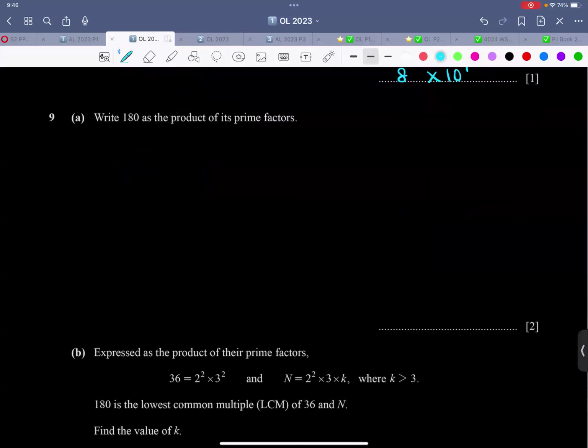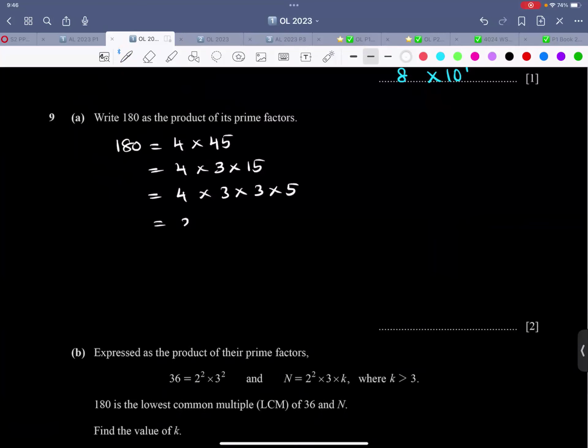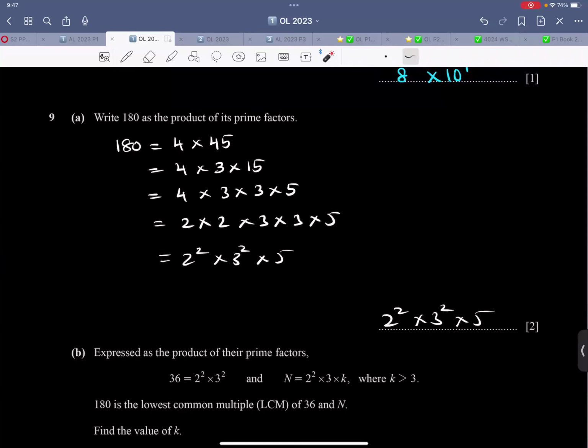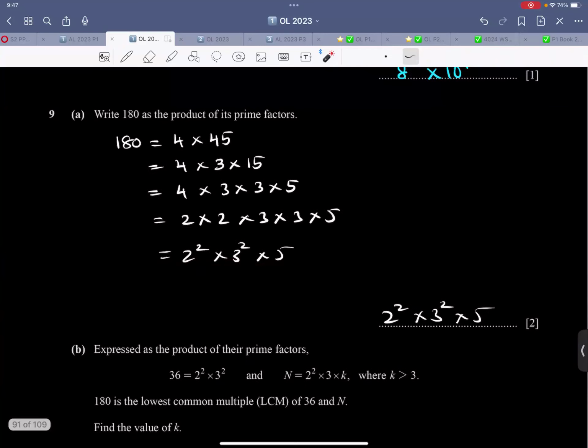Question number 9. Write 180 as a product of its prime factors. So I'll write 180 as 4 into 45. I'll write 4 as it is, 45 as 3 into 15. I'll write 4 as it is, then 3, and then 5. I'll write 4 as 2 into 2 and 3 into 3 into 5. This is 2 square into 3 square into 5. No harm in double checking. You have all the time in the world for double checking. This is 4, this is 9, 36. 36 into 5, 180.